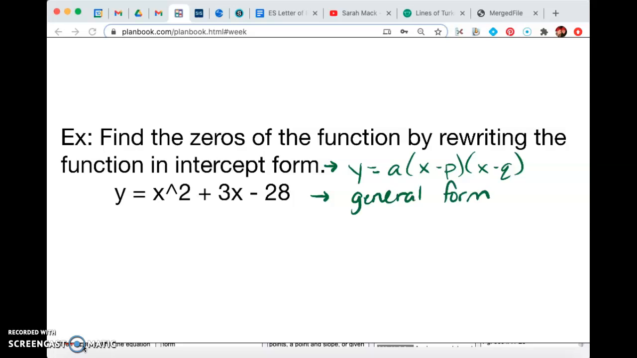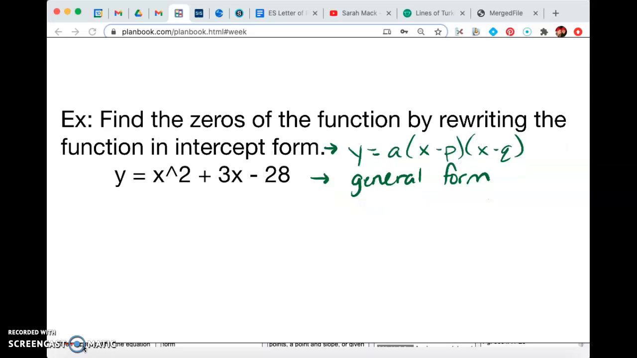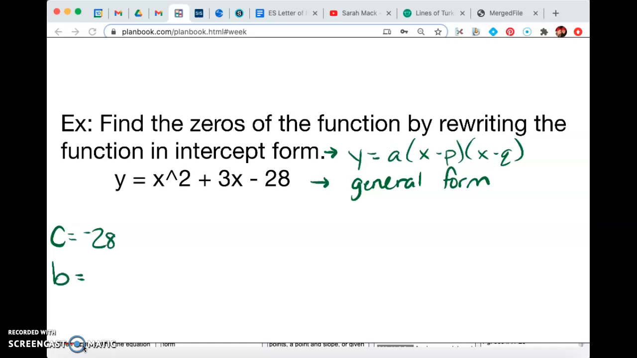So basically, I want to convert from general form to intercept form. Intercept form looks like a product of binomials, so basically we're factoring this to write it in intercept form. So how can I factor x squared plus 3x minus 28? Oh, you mean your C and your B. Which are? Negative 28 for your C. 3.